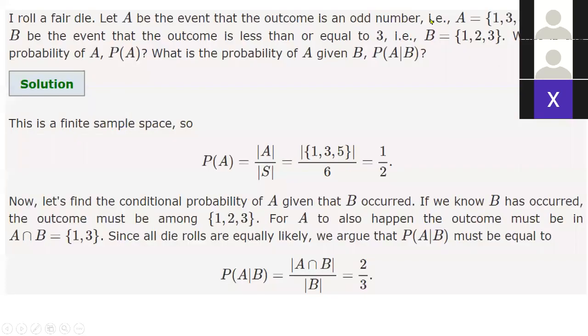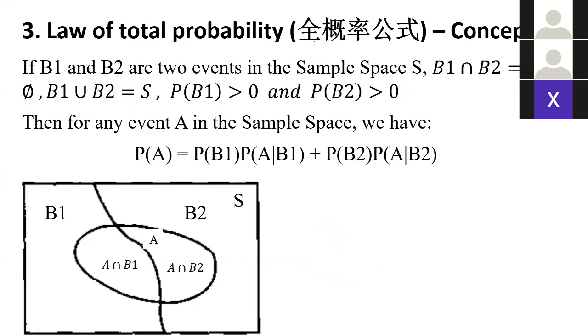No? Okay, let's see the next concept. The next concept is called the law of total probability. If B1 and B2 are 2 events in the sample space S, the intersection between B1 and B2 is empty, and the union of B1 and B2 is the whole set, which is the sample space. And also, the probability of B1 is above 0, and the probability of B2 is also above 0. Then, for any event A in the sample space, we have the following formula, which means the probability of A can be divided into 2 parts. The first part is the probability of B1 times the probability of A given B1, plus the second part, which is the probability of B2 times the probability of A given B2.